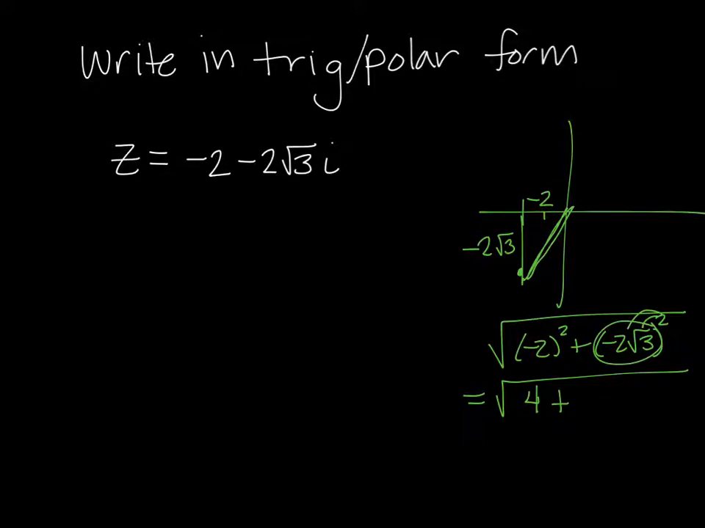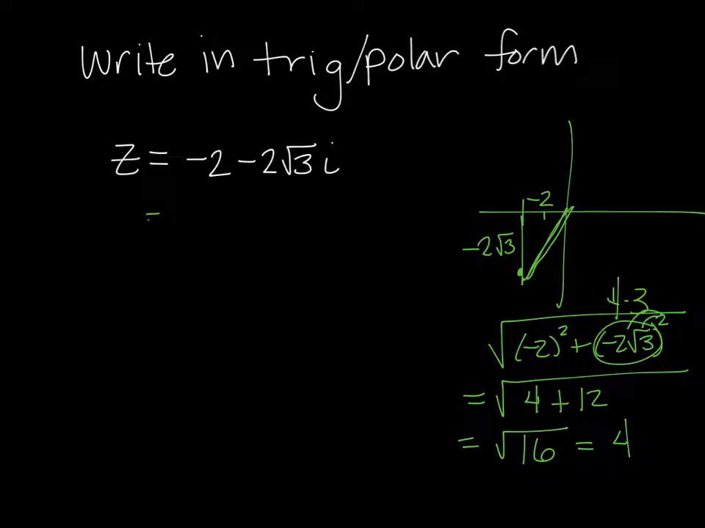squared. So (-2) squared is 4 times, and then the square root of 3 squared, the square root and squared cancel, so I get 3, so 4 times 3 is 12. That gives me a square root of 16, which is 4. So I know now r is 4.